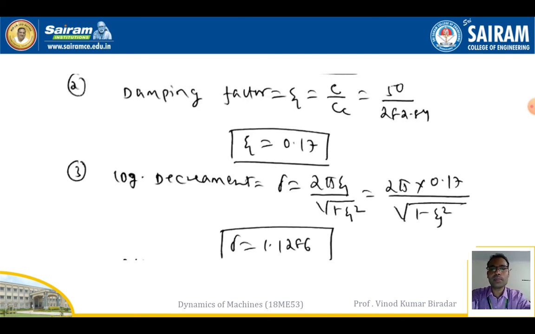So the next one is the damping factor. We know that the damping factor is equal to the ratio of damping divided by cc, that is critical damping. Just substitute and you are going to get zeta is equal to 0.17.